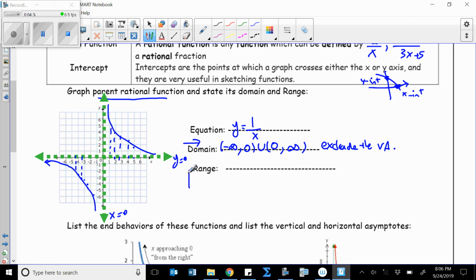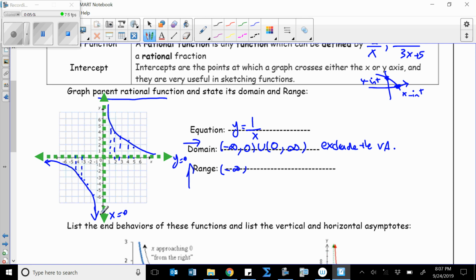Then for range, we need to move bottom to top. We're looking for y values, and we know that on the y-axis, the bottom side are the lowest points and the top side are the highest points. So as I move from bottom to top, because my function is continuing to decrease from this side, that means I'm starting from negative infinity.